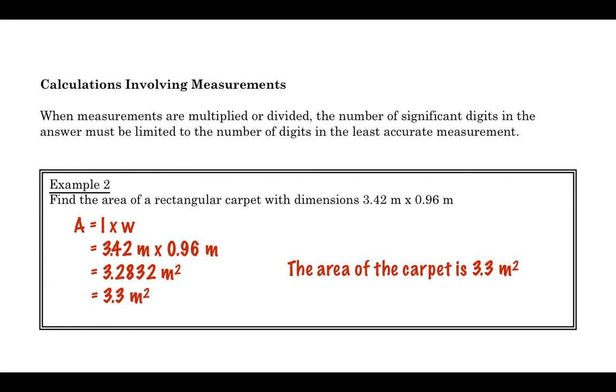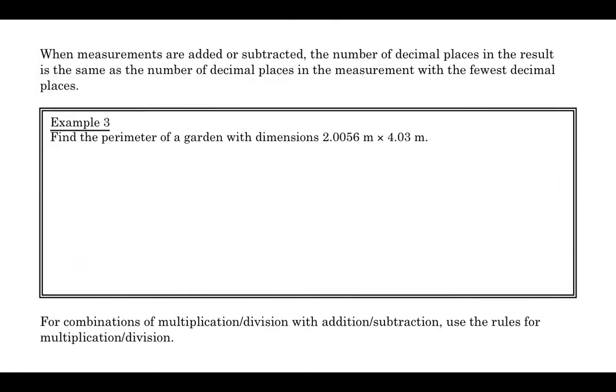of significant figures. Okay, so when we're adding and when we're subtracting, the rules are a little bit different. We don't look at significant figures, we look at the number of decimal places. This is one of those conventions that's kind of a little bit silly, but we got to stick with it.